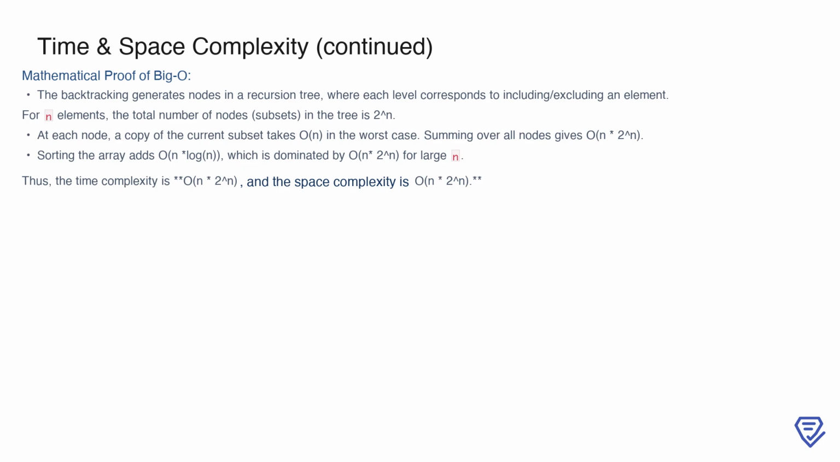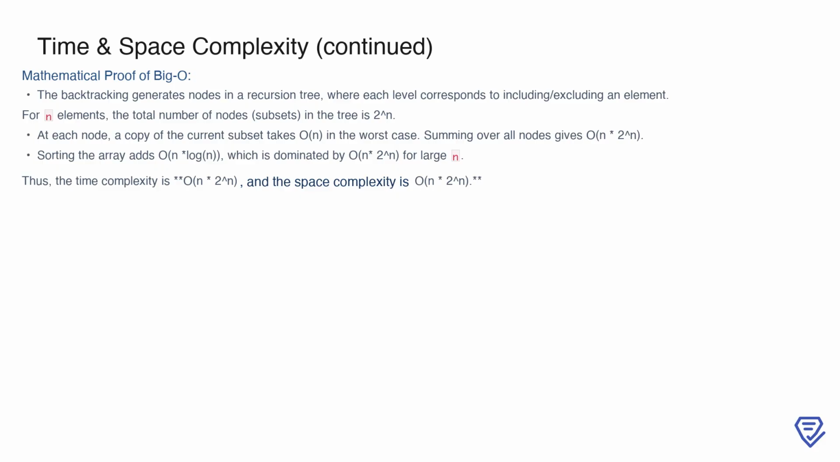Similarly, the space complexity is n * 2^n for storing the subsets, plus O(n) for the recursion stack. This analysis confirms that both time and space complexities are dominated by the exponential growth in the number of subsets as n increases.